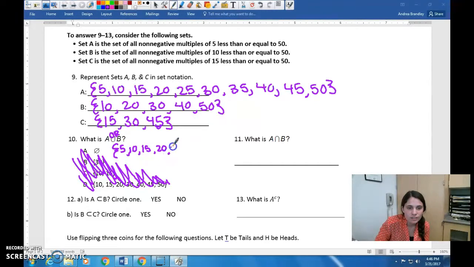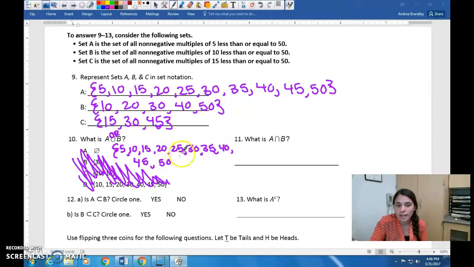So we're going to go 5, 10, 15, 20, 25, 30, 35, 40, 45, 50. And then I also need to make sure I include all the numbers from B. So I have 10, I have that, 20, I have that, 30, 40, and 50. So in this case, I already have all of the numbers in B, so I'm finished. But if I did have another number like 60 or 70 that was in B and wasn't in A, I would add that before I closed it off.